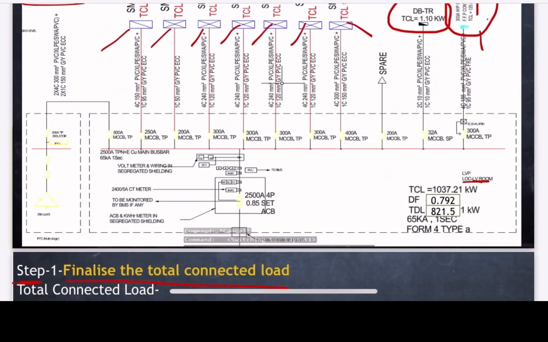So this I reflected here. The total connected load is 1037.21 kilowatt, demand factor here is 0.792, total demand load 821.5 kilowatt. Okay, so this I mention here. And the breaker rating which I mention here is 2500 ampere triple pole MC ACB.